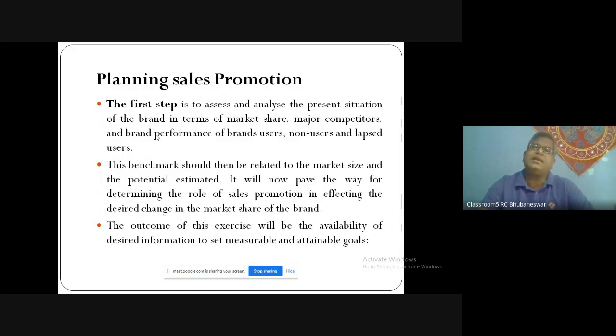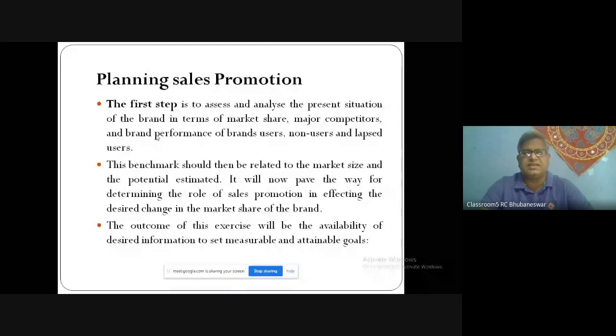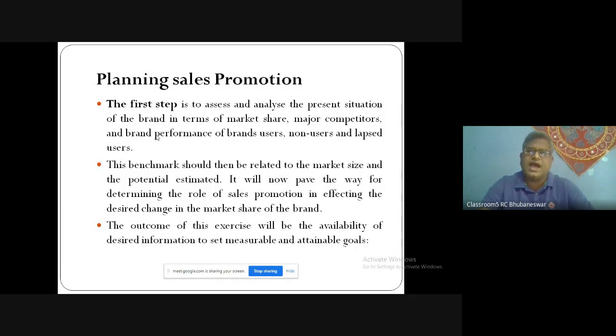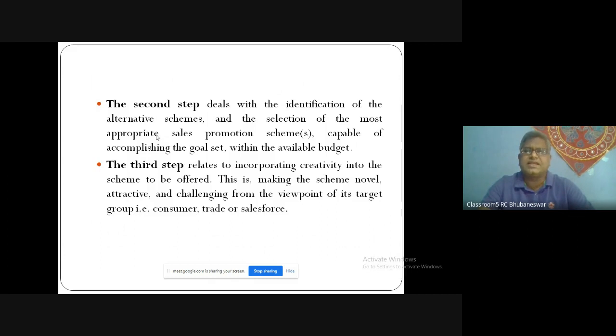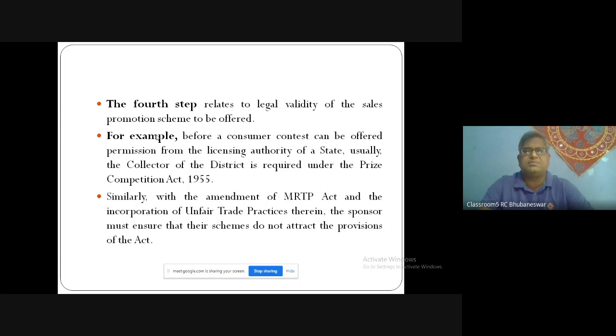Another one is planning sales promotions. What does planning sales promotion mean? You can assess and analyze the promotion. How do you want to analyze your brand? You want to analyze the competitors. You can analyze the brand performance. You can analyze the brand users, non-users, and lapsed users. In this way, you can analyze it. The second step is you can identify the alternative schemes, which is capable and fits the available budget. The third objective is the creativity of the scheme applicable. And the fourth objective is legal validity.